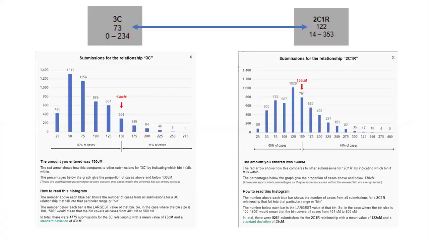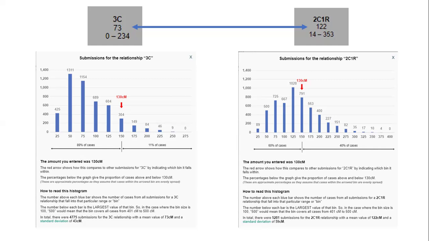Okay, we skipped that one too much. But say we were looking at a third cousin or a full cousin, you've got a 73 average. You've got a range of 0 to 234. If you click on that little box on DNA Painter, on that third cousin box, after you put in 134 centimorgans, it's going to bring up this little graph here.